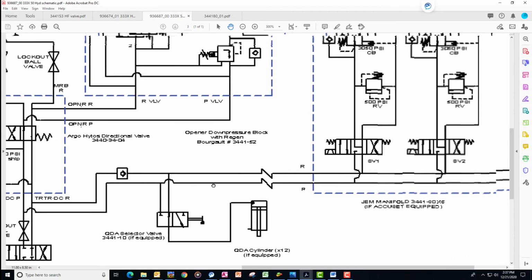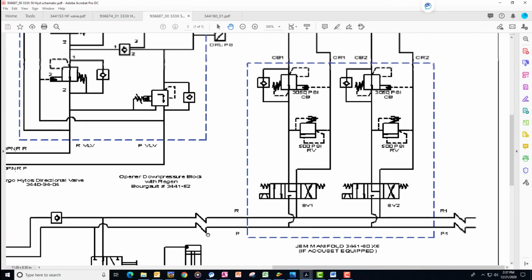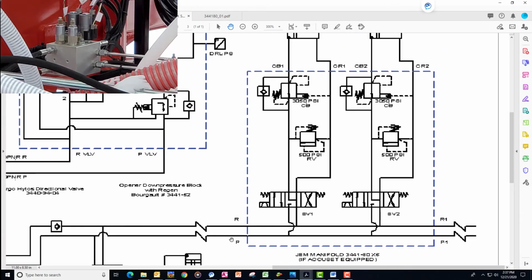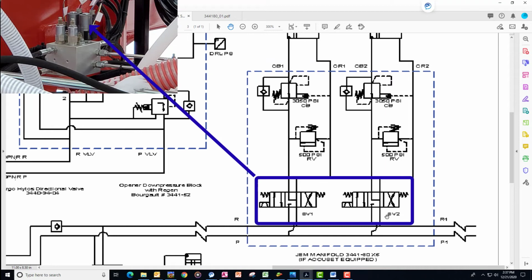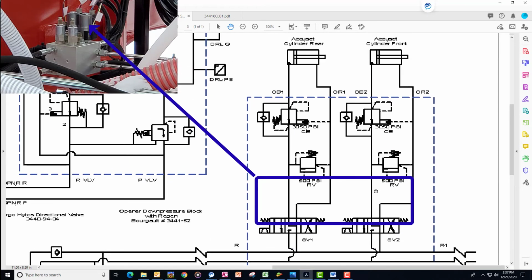We'll move over to the AccuSet, a little unique, but very similar operation. We have the P port feeding the 3441-80 AccuSet valves. There are 6 of them controlling the 12 cylinders. So that means each of these valves controls 2 cylinders. For the R port, we still have to pass the one-way check, so it will not work in the wrong direction. The P port feeds both SV1 and SV2. SV1 feeds the rear cylinder. SV2 feeds the front cylinder.